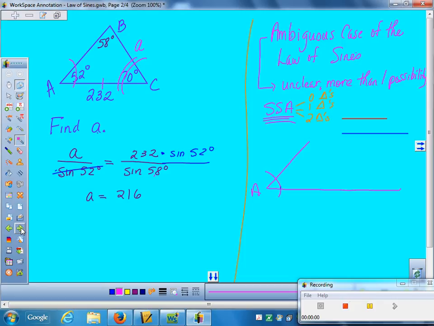Anybody know what ambiguous means? Unclear. Yeah, unclear, may be multiple possibilities. In our case, if you have a side-side angle triangle situation where they gave you side-side angle, it might result in the information not even forming a triangle. It's not possible for those two sides and that angle to even make a triangle. It might be one triangle, or it could form two possible different triangles. So if you have a side-side angle, you're going to have to check for uh-oh.